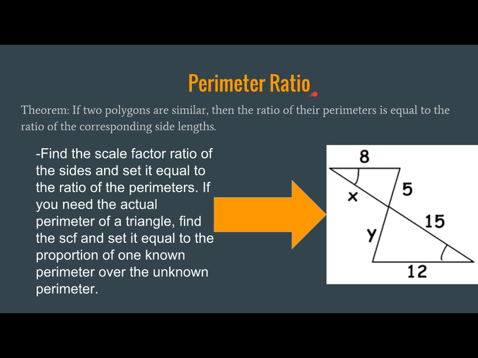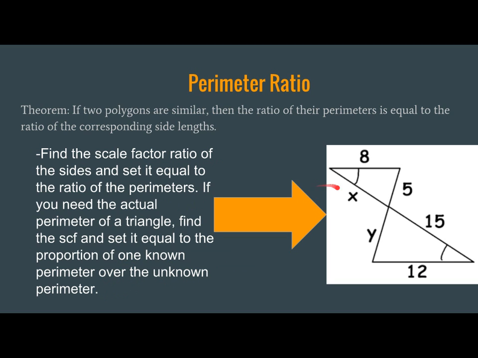So then there's this perimeter ratio. What's that? We have a theorem: if two polygons are similar, then the ratio of their perimeters is equal to the ratio of the corresponding side lengths. So you have to find the scale factor ratio of the sides and set it equal to the ratio of the perimeters. If you need the actual perimeter of a triangle, find the scale factor ratio and set it equal to the proportion of one known perimeter over the unknown perimeter.